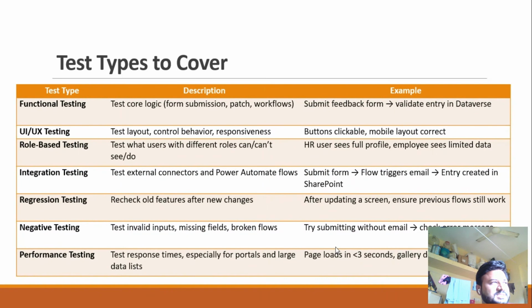And the last one is related to performance testing. Test the response time. We need to check if the Power App takes more than 30 or 60 seconds to load. In that case, our application's entire performance will decrease. The target is 10 seconds, specifically for the portal and large data lists.